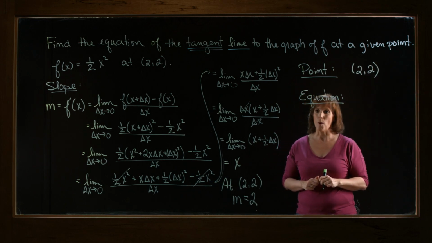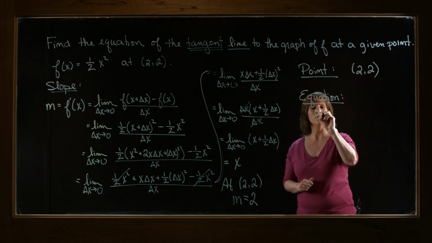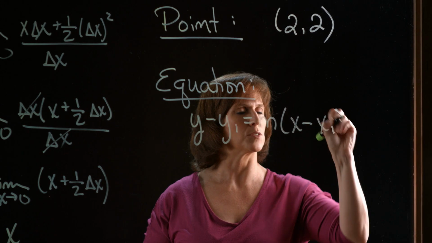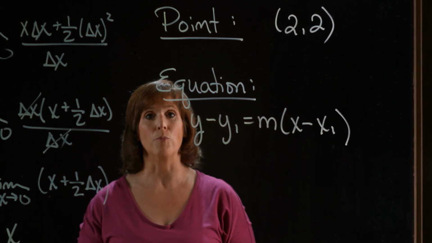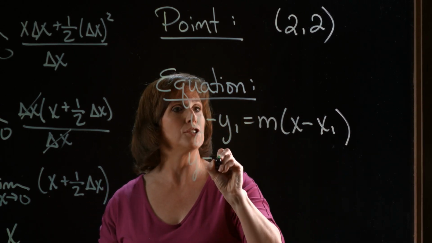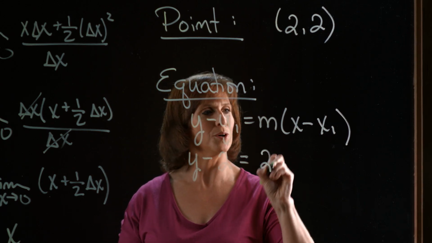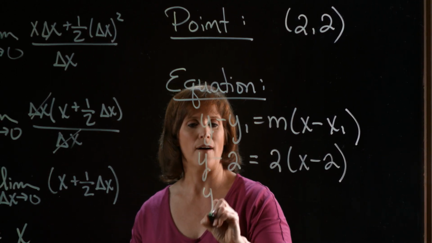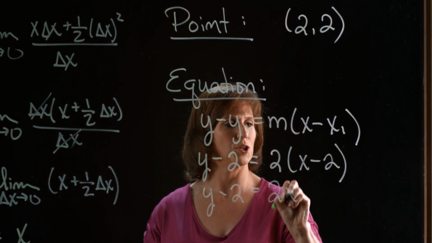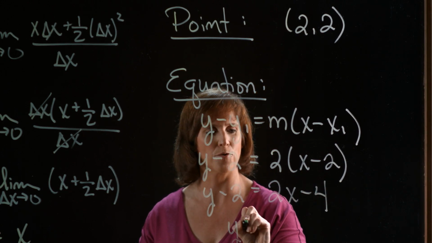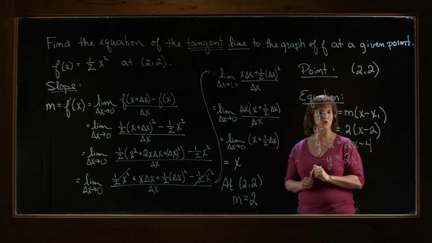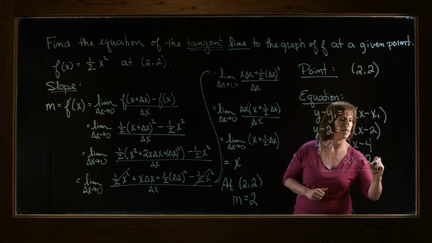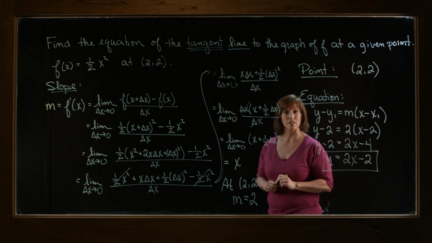So now I'm ready to find the equation of my line. So I'll use my point slope formula, y minus y1 equals m times the quantity x minus x1, and substitute in all the appropriate information. So y minus 2 is going to equal 2 times the quantity x minus 2. So I have y minus 2 equals 2x minus 4, and finally solving for y, I have y equals 2x minus 2. And this is going to be the equation of my tangent line.